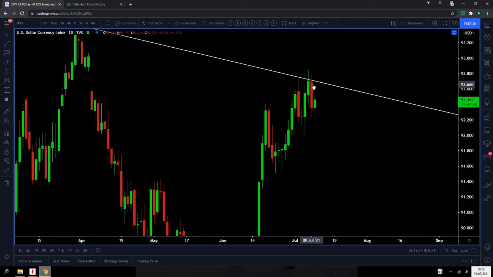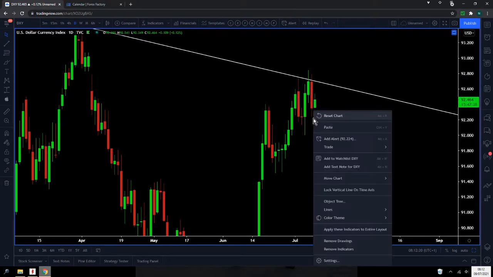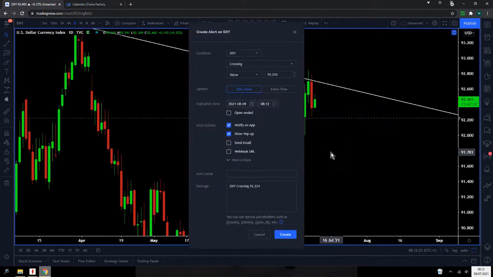So if we were to break below this candle here with candle 3 of the evening star, that would give us a strong indication that we're going to see some dollar weakness. Okay, so I'm just going to put an alert in. Okay, you can do this as well.